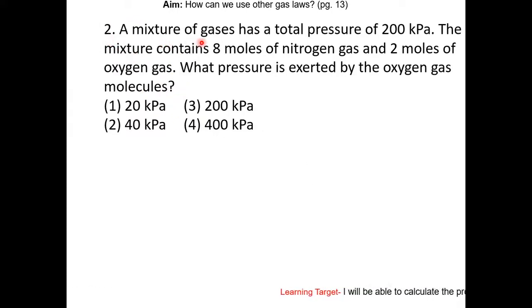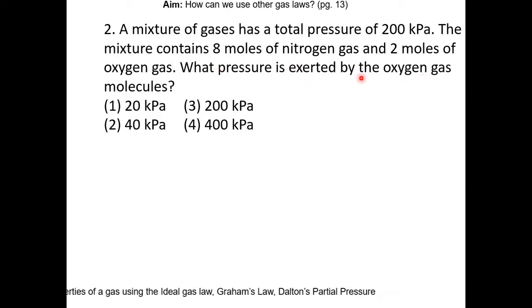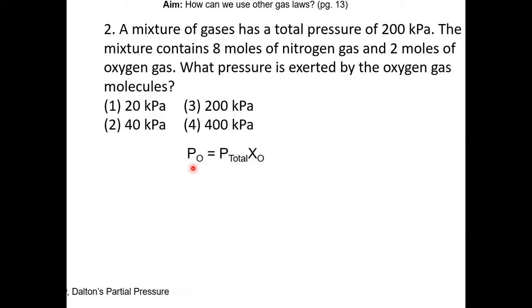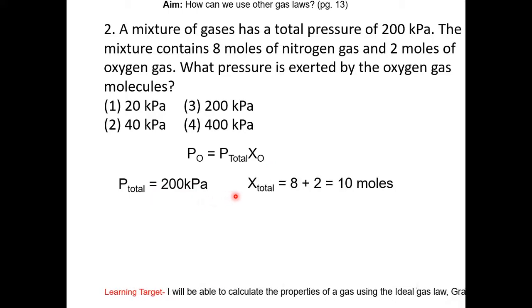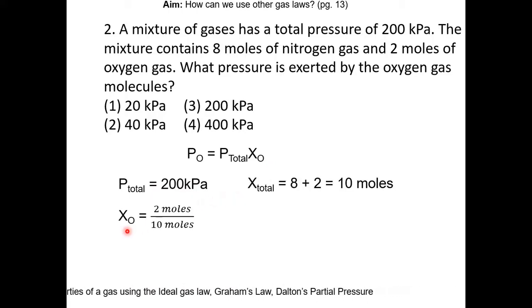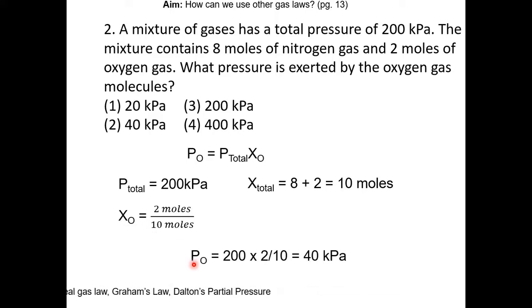Question 2. A mixture of gases has a total pressure of 200 kilopascal. The mixture contains 8 moles of nitrogen and 2 moles of oxygen gas. What pressure is exerted by the oxygen gas molecules? We know that the partial pressure of oxygen is equal to the total pressure times the mole fraction of oxygen. The total pressure is 200 kilopascal. From the question, the total moles will be 10. The mole fraction of oxygen will be 2 over 10, so the partial pressure of oxygen will be 200 times 2 over 10, which is 40. The answer is choice 2.